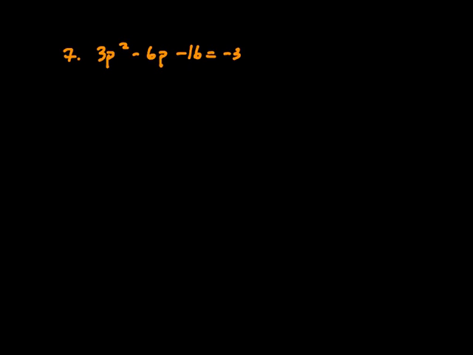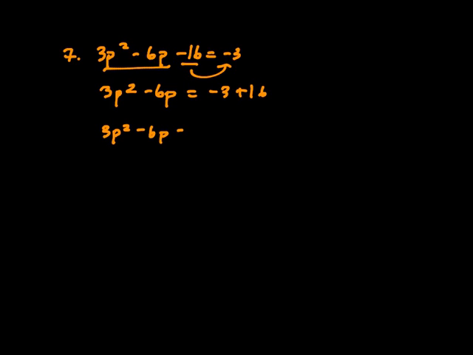Okay, so let's examine this. Now, we're going to need a binomial on this side, so we have to move that negative 16 to the other side. So we have 3p squared minus 6p equals negative 3 plus 16. So I have 3p squared minus 6p equals 13. Now here I'm going to divide everything by 3.